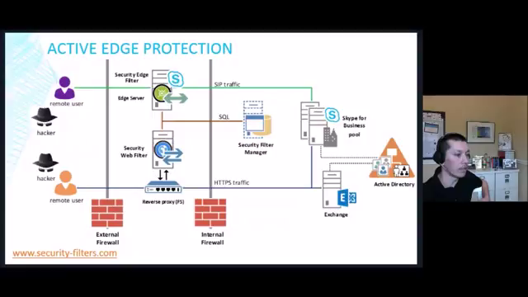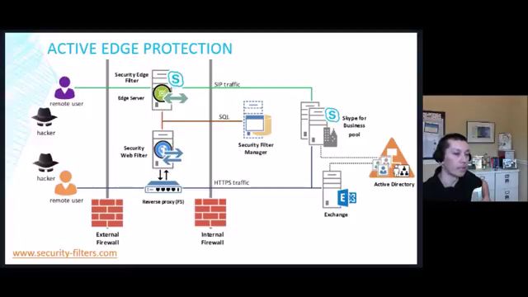Let's go really quickly through what that really means. In terms of the Active Edge Protection, there are 3 components. One is the security edge filter that's installed on the edge server itself, so there's no additional hardware required there. It basically filters through all of the SIP traffic and then sees what the authentications are.